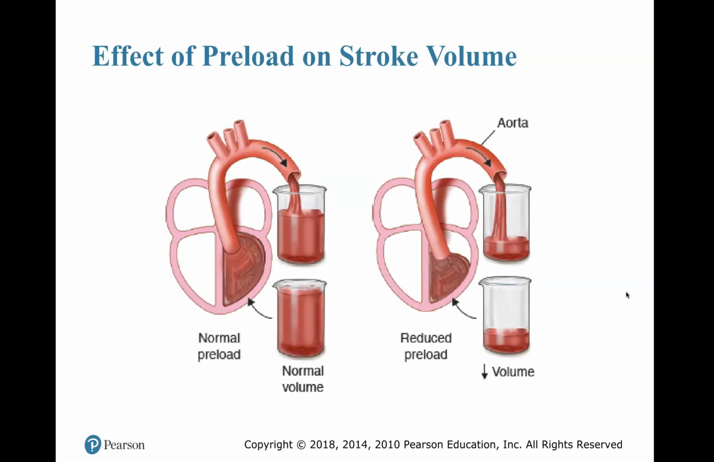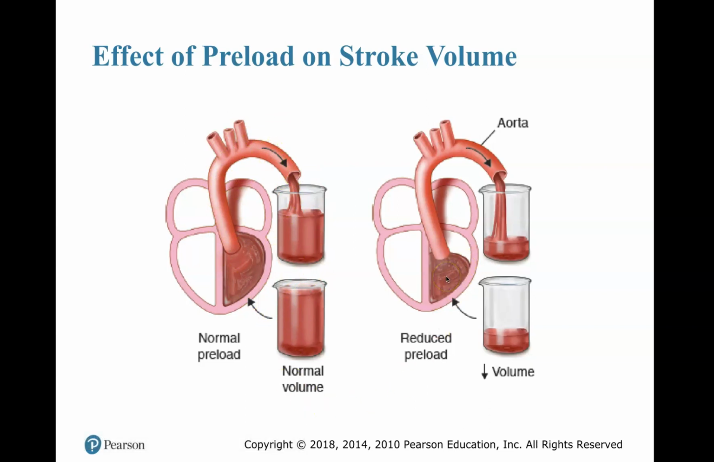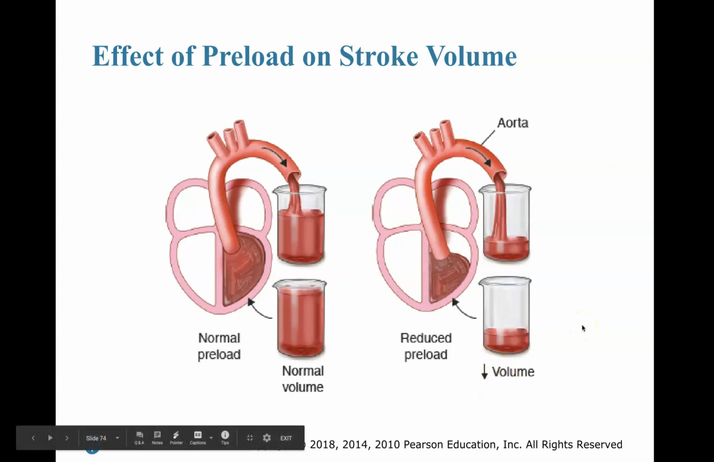All right. I love this picture because it's a very good illustration of the effect of preload on stroke volume. So here we have normal preload, and the left ventricle is all full up. It contracts, shows you the normal volume, and pumps it to the body, filling it up. Cycles around. A reduced preload, okay? See, it's not all filled up, pumps it out, we don't quite get as much as we need, low volume here. Not a good thing.